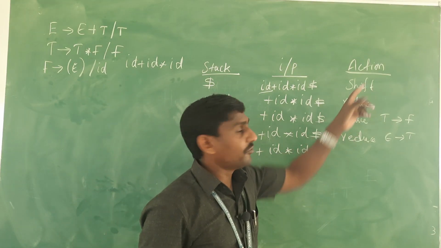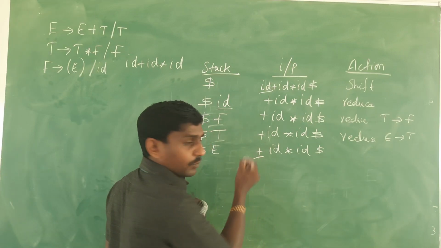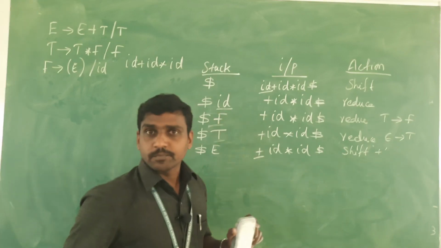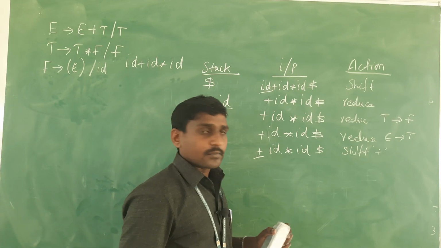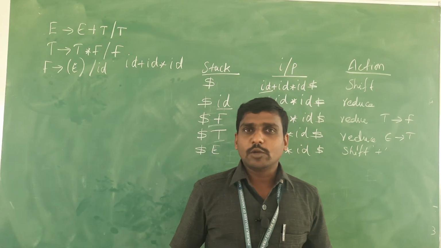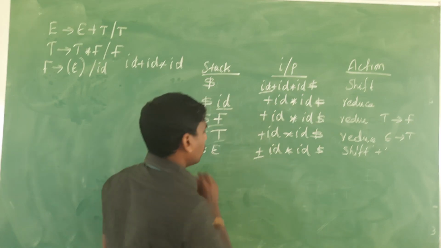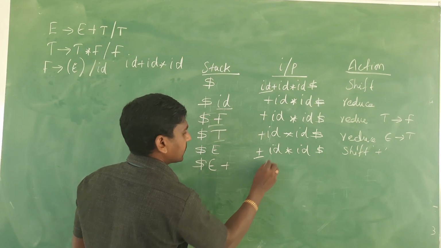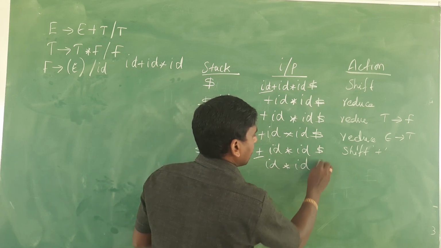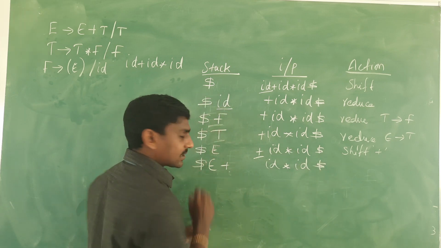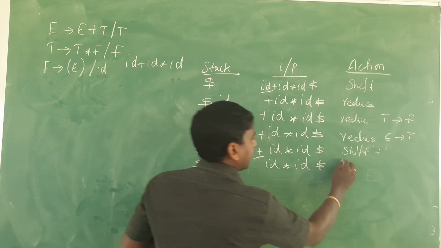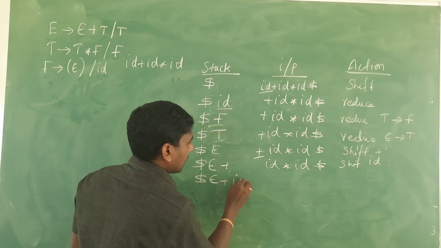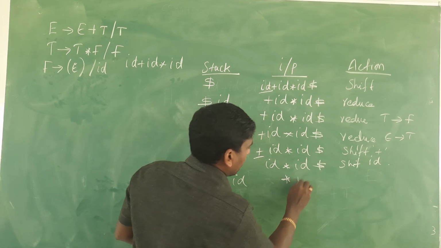So what do you want to do? Shift. Shift the input symbol to the stack, so shift plus. Now the stack is $ e plus, and the input is id star id $. Check whether e plus has a handle. No, there is no handle, so shift id. Now the stack is $ e plus id, and the input is star id $.